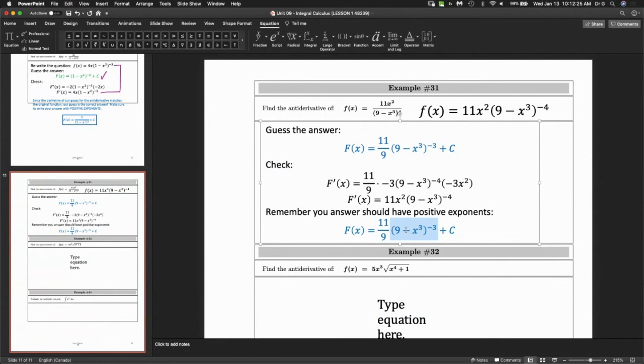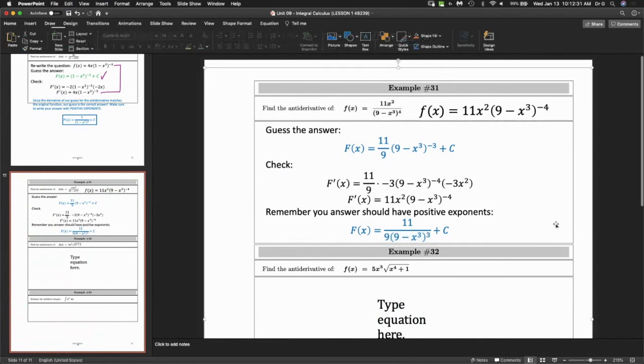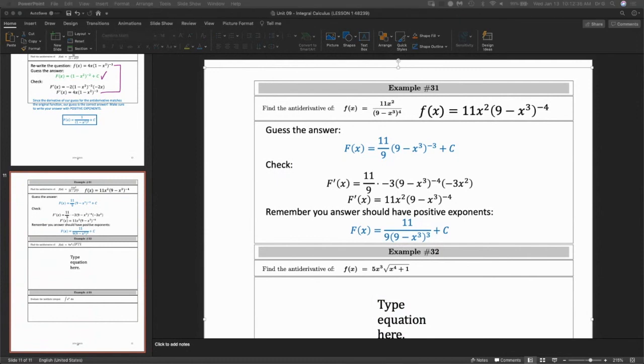So this is an easy fix. Just take this thing here and bring it downstairs with the positive exponent. That's the answer to the question. I haven't been checking my answers against the solutions, but I'll just double check that one because it is a harder one.